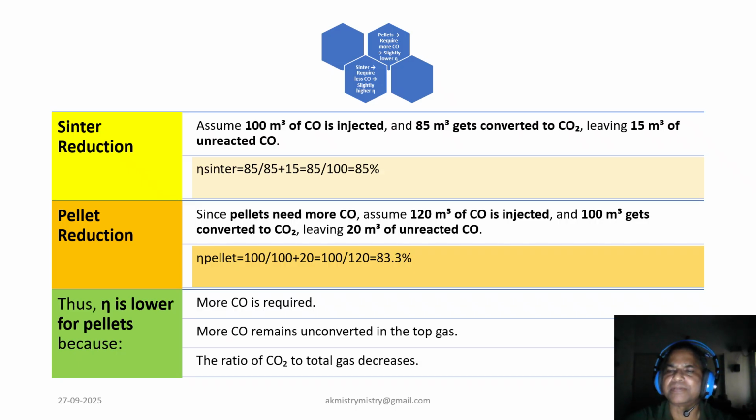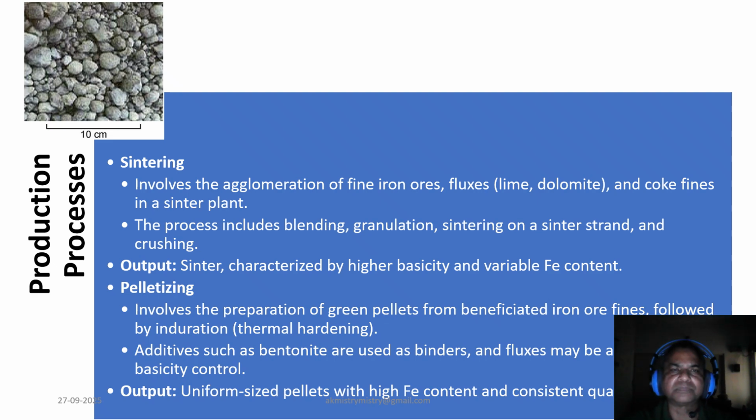Now let's compare the reduction efficiency, which is how well they utilize the reducing gas, carbon monoxide. For sinter, which requires less CO, we can see an efficiency of around 85%. For pellets, the process requires more CO to be injected, using the provided figure. This results in a slightly lower efficiency of 83.3%. This is because more CO is required overall and more of it remains unconverted in the top gas. In summary, while pellets have many advantages, sinter demonstrates a slightly higher CO gas utilization efficiency.